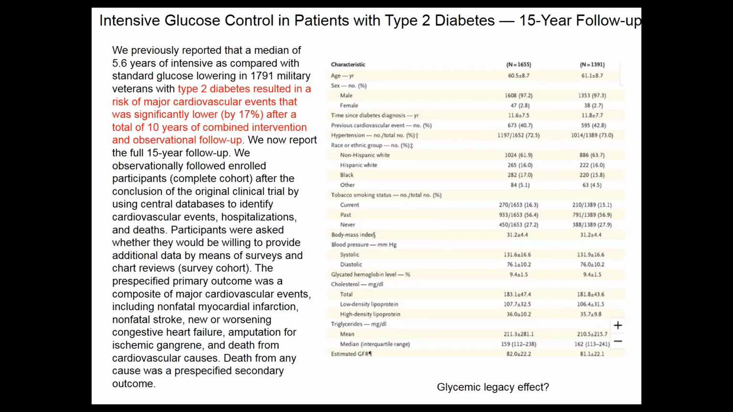And in the type 1 diabetics, it looked like there was a carryover effect after the study was done and their blood sugars went back up to the placebo group's level. They still seemed, years later, to have an advantage in terms of diabetic complications. So this was basically a study to test the hypothesis that this glycemic legacy effect might exist in these type 2 diabetes patients as well.